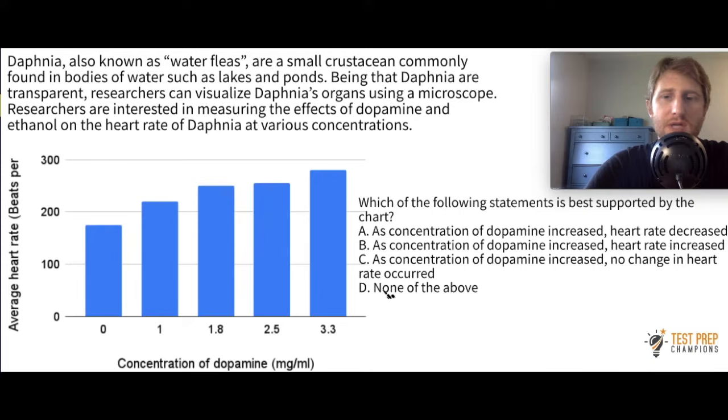Okay, so here we see a chart, and this should say average heart rate in beats per minute, but down here it says concentration of dopamine. And so over here we have our answer choices. And the question says, which of the following statements is best supported by the chart? A. As concentration of dopamine increased, heart rate decreased. B. As concentration of dopamine increased, heart rate increased. C. As concentration of dopamine increased, no change in heart rate occurred. Or D. None of the above.